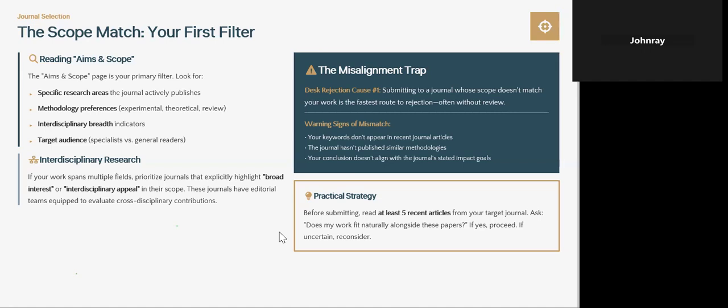So you look at all these things, and you also check the audience. What are the specific people these journals are targeting, or what is their audience? So you check out all those things.